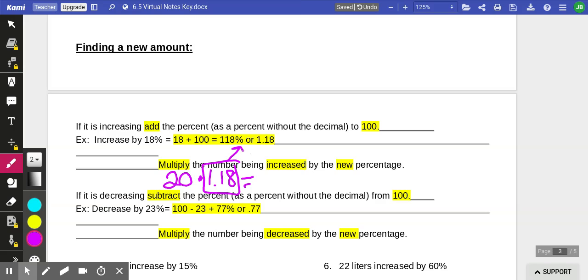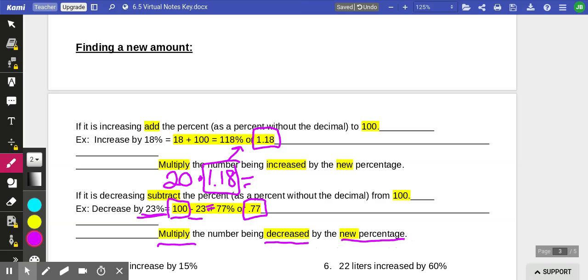Okay, let's look at the second part. If I'm decreasing my amount, I'm going to subtract the percent, without the decimal, from 100. So if I'm decreasing something by 23%, I'm going to take my 100%, which is a whole amount, minus the 23, which gives me 77% or 0.77. Then it says to multiply the number being decreased by the new percentage. So again, you can multiply it by the 77% or the 0.77.